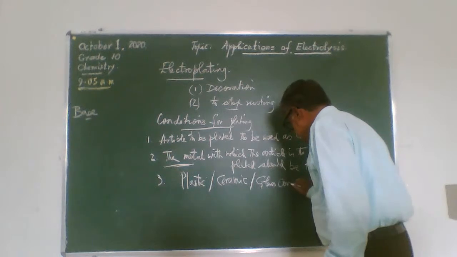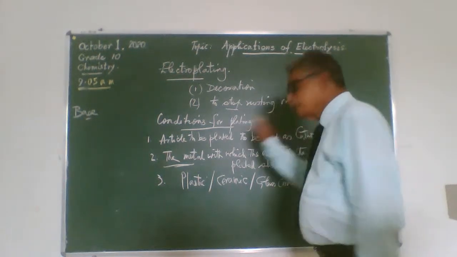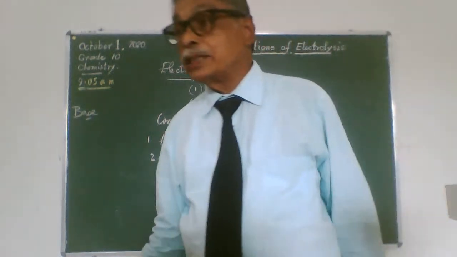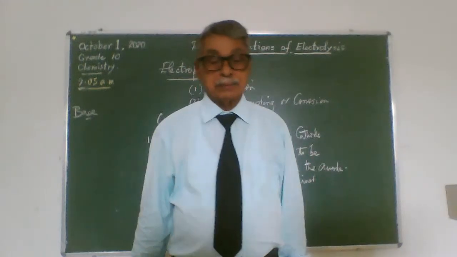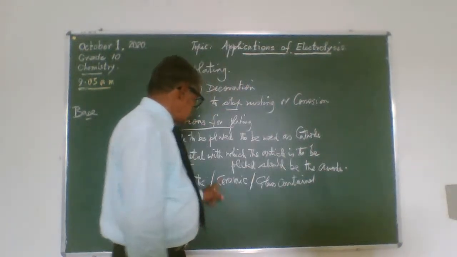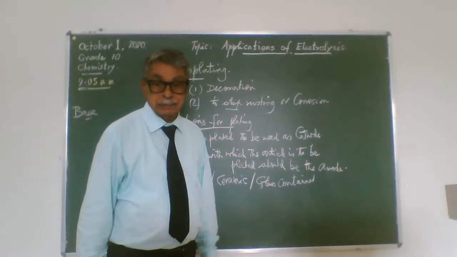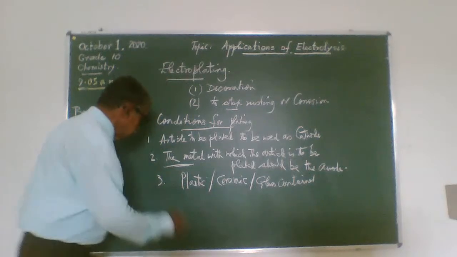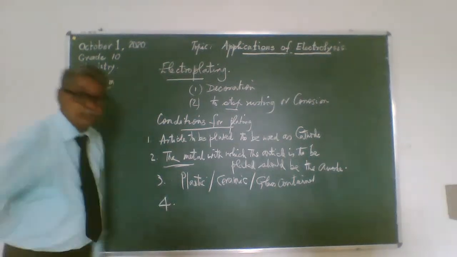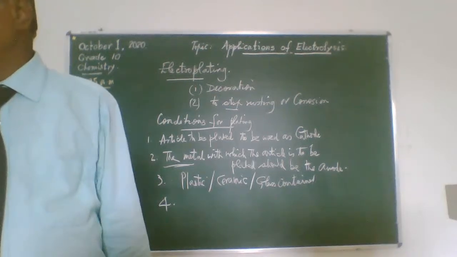So a plastic, ceramic, or glass container should be used as an electrolytic cell. Got it? Now, fourth one, anyone? What is the fourth requirement in electrolysis?